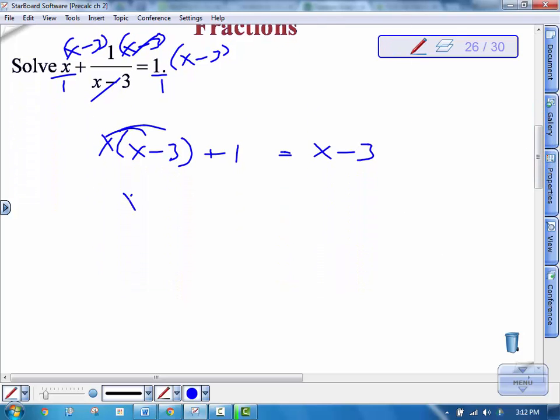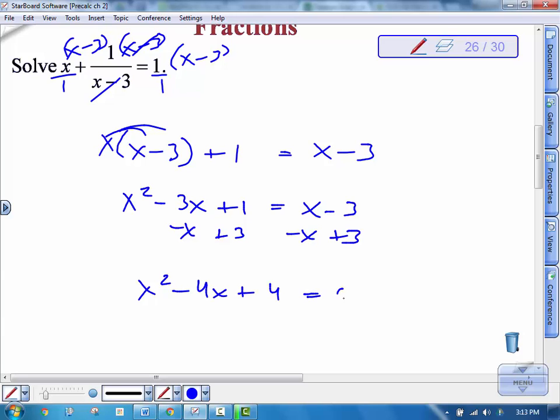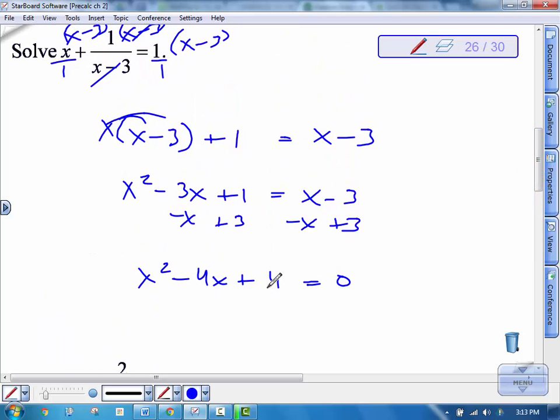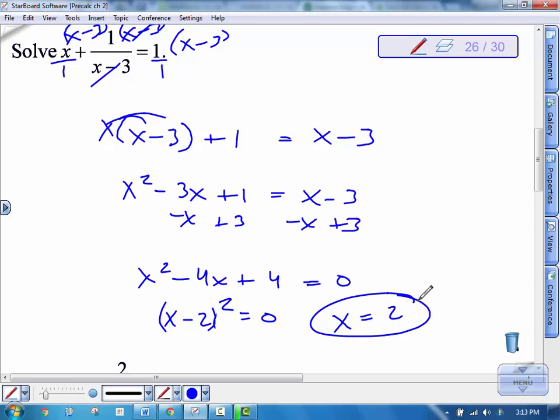Okay, so I'll distribute: x squared minus 3x plus 1 equals x minus 3. We'll subtract x from both sides and add 3. And you get x squared minus 4x plus 4 equals 0. And that is something we can solve. We will try to factor that, x minus 2 times x minus 2, which I can just make x minus 2 squared. And then you can see the zeros, or the solution, is x equals 2 with a multiplicity of 2. But that is the solution to my rational equation.